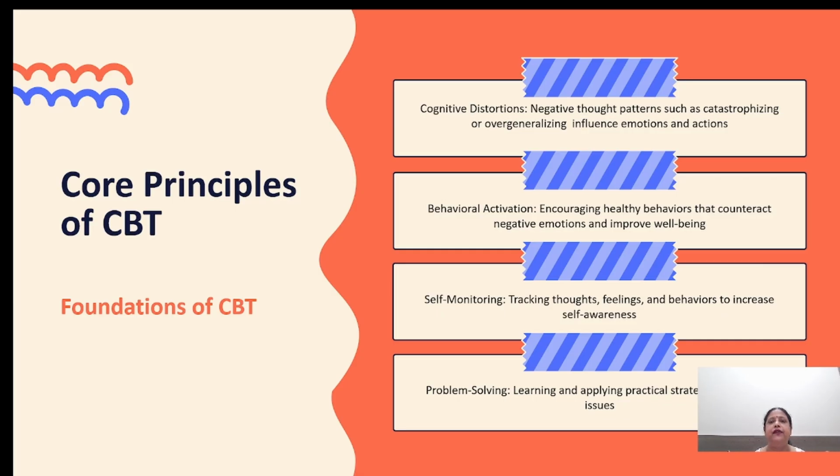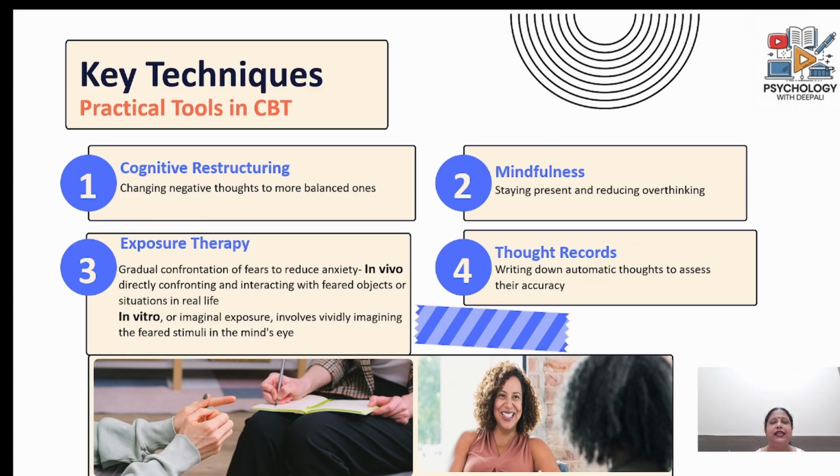At the same time, there is a problem-solving approach which is used where the client is going to learn and apply practical strategies to address the issues that he or she is facing. So, which are the key techniques or practical tools in CBT? One is, of course, cognitive restructuring, which is similar to what is used in cognitive therapy. Then we have mindfulness training, where the client is made to focus on staying in the present and reducing overthinking.